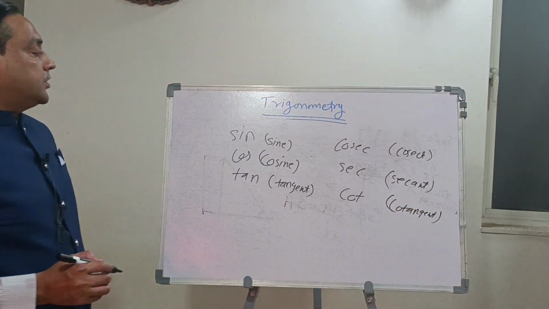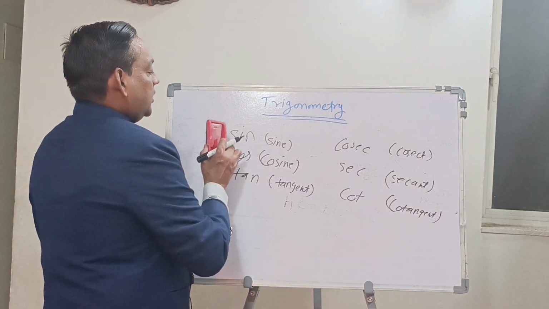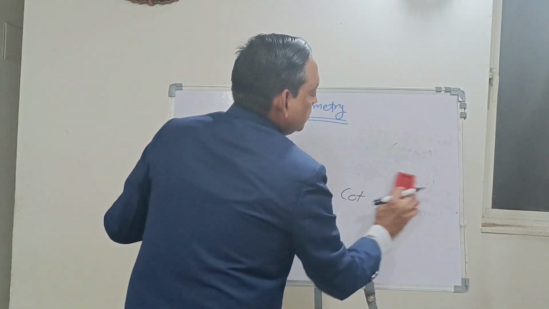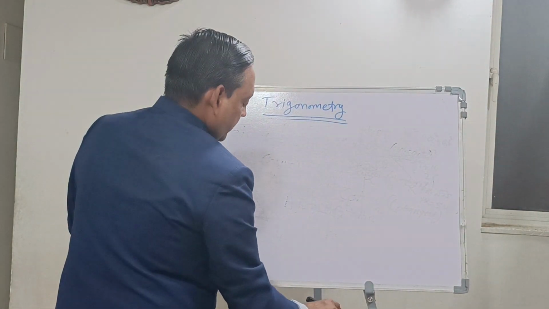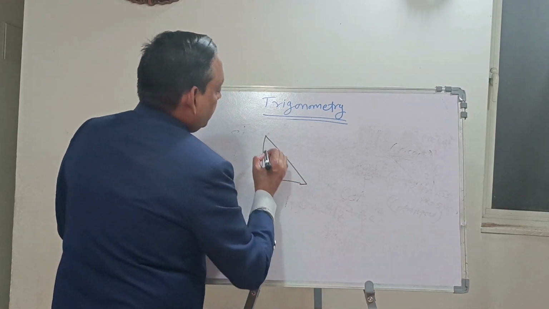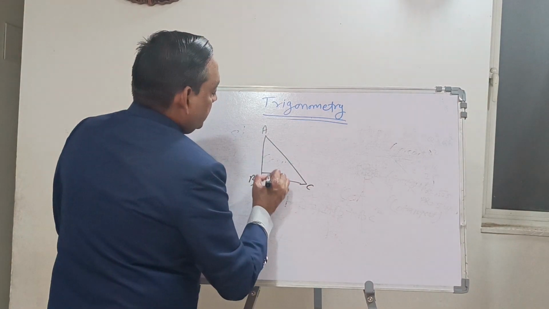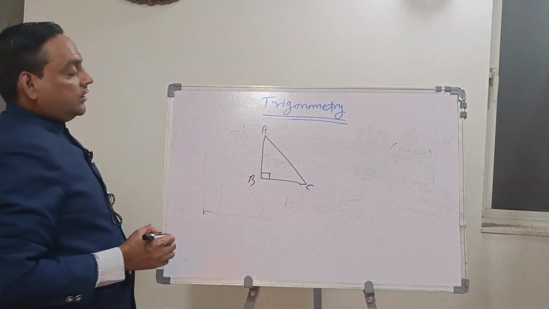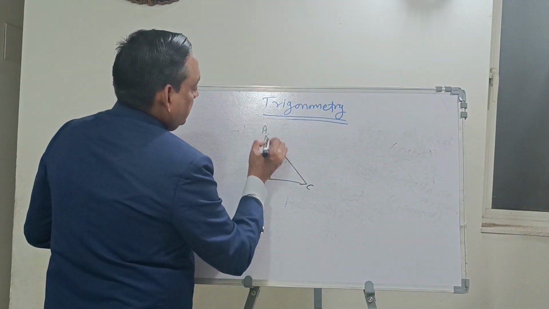Okay, sine, cos, tan, cosec, secant, cot. Where do we use these? We have to use a right angle triangle. Suppose we have a right angle triangle, and we name this triangle ABC, where angle B is 90 degrees. In this right angle triangle, suppose we take this angle as theta.